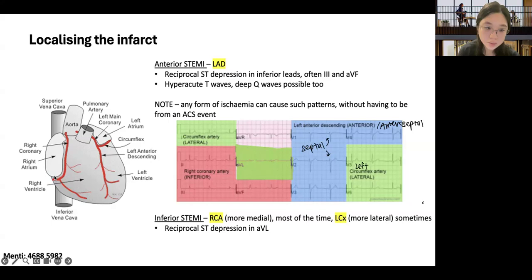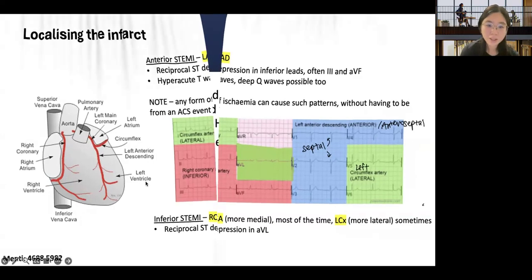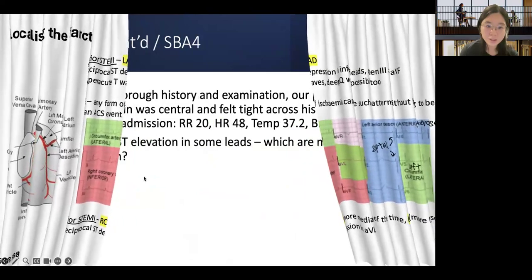It might be important to remember that the AV node is supplied by the right coronary artery. So if you damage the inferior side, you might also cause bradycardia and broader QRS because of the problems, right?